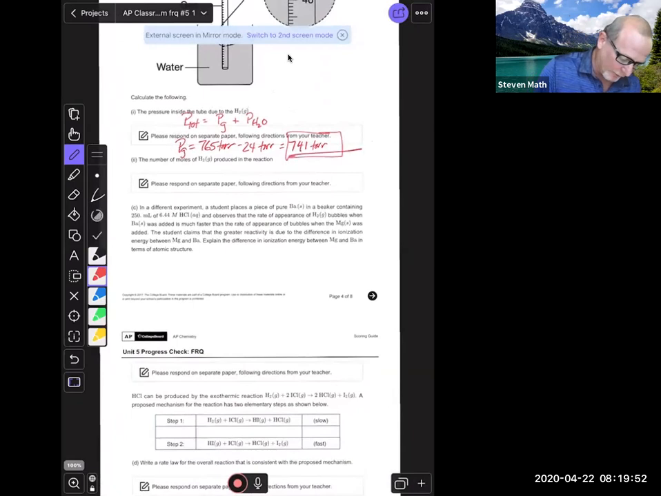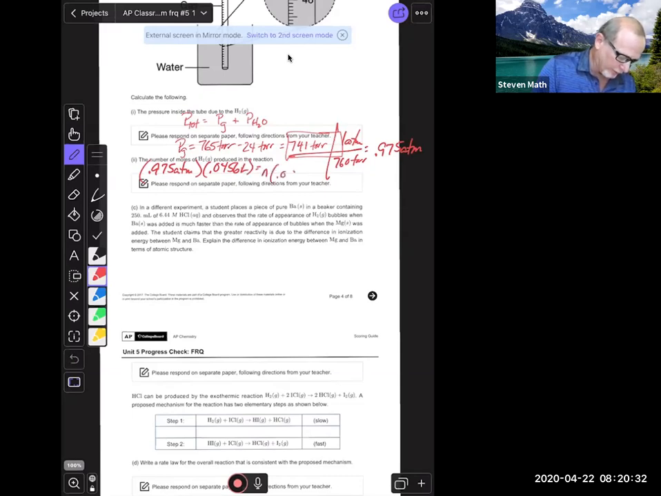First thing I got to do is get this torr to atmospheres. And the reason I got to do that is so that I can use R. I don't have an R value in torr. So this is 0.975 atm. Then go PV equals nRT: 0.975 atm, the volume they told you was 0.0456, 45.6 mL, or liters in this case. Okay, that's going to equal n.